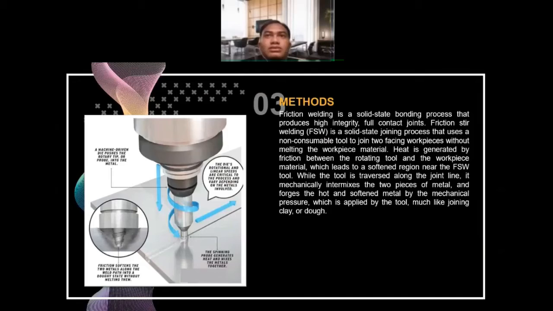We're going to go through the method. Friction welding is a solid state bonding process that produces high integrity, full contact joints. FSW is a solid state joining process that uses a non-consumable tool to join two facing workpieces without melting the workpiece material. Heat is generated by friction between the rotating tool and the workpiece material, which leads to a softened region near the FSW tool.